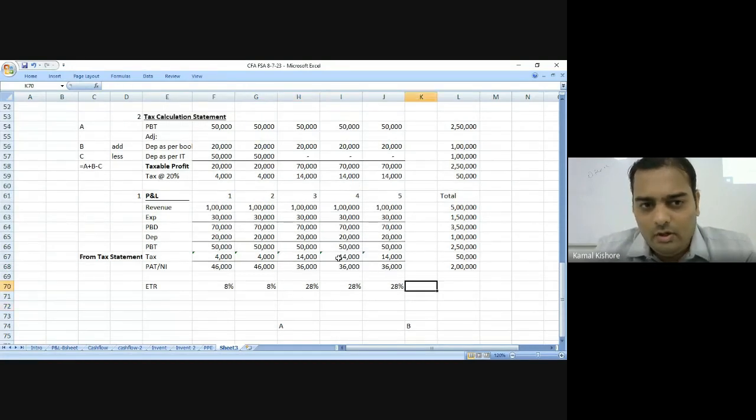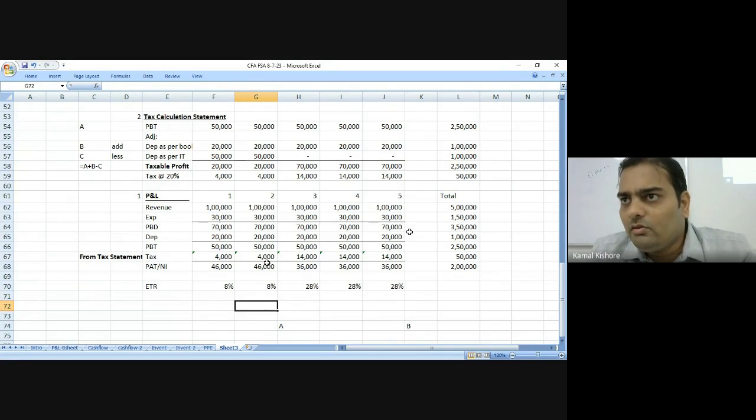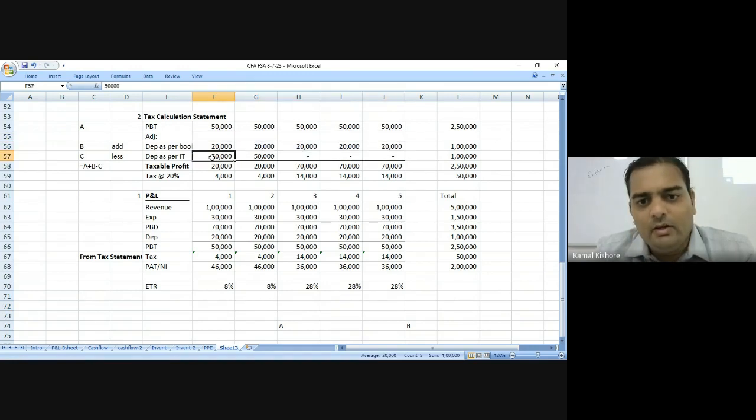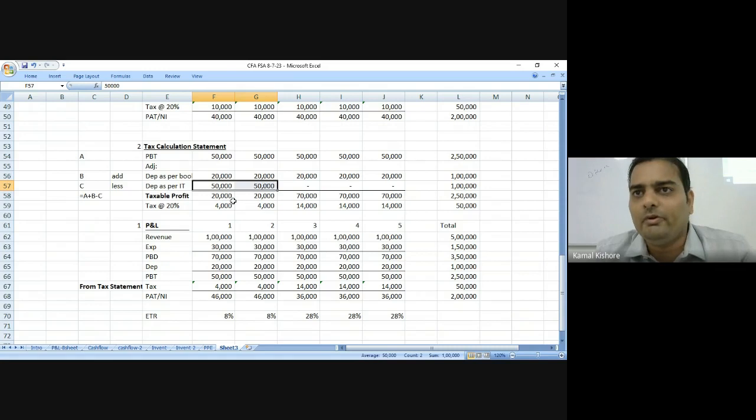So the point that I was trying to tell here is overall there is no change. Overall the impact is the same, but there is a timing difference, a temporary difference. Why? Because otherwise also you had to claim 1 lakh depreciation, and here also you are claiming 1 lakh depreciation. Instead of 5 years, you are claiming it over 2 years. So this is a temporary difference.